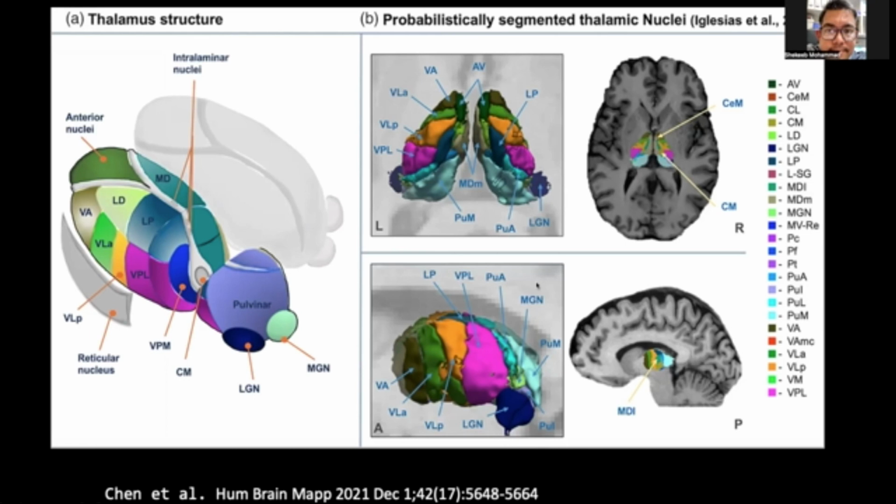The thalami, without going into too much detail, consist of medial and lateral nuclei, and the pulvinar, and the medial and lateral nuclei are demarcated by this internal medullary lamina.